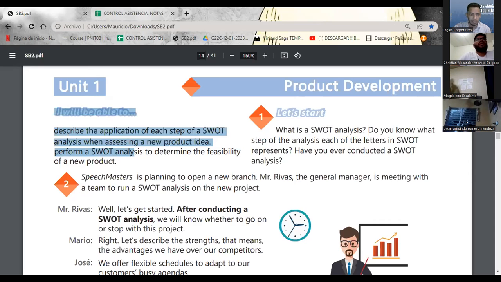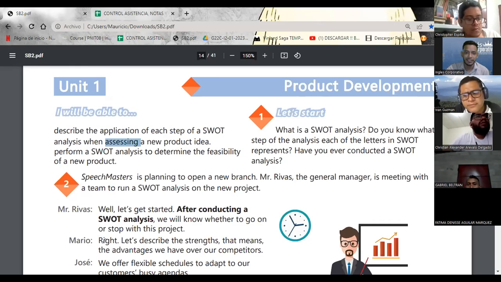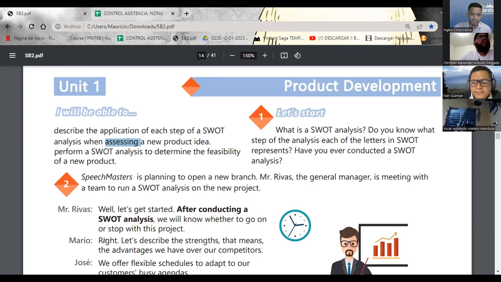First, guys, what is assessing? Evaluations. Evaluating, exactly. Assessing, evaluating, okay? Yes, that's what it is, very good. People, does anybody know what SWOT analysis is? What is a SWOT analysis? Guys, what is a SWOT analysis? Any ideas?